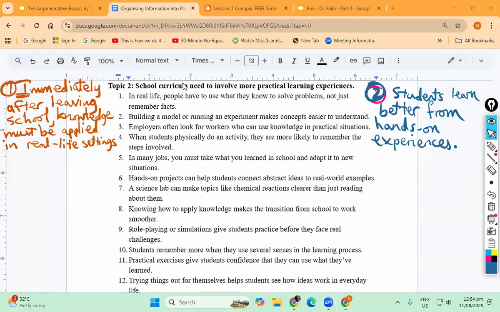No, I didn't spell curricula wrong. I was making it plural. Curriculum is one, I think, right? And curricula with the A at the end is plural. I'm going to look it up to double check. Yeah, curricula is the plural form of curriculum.